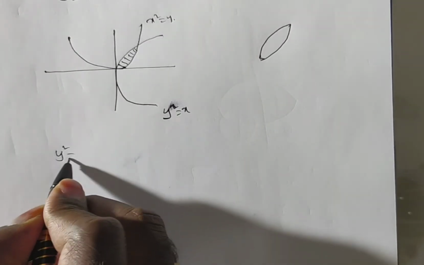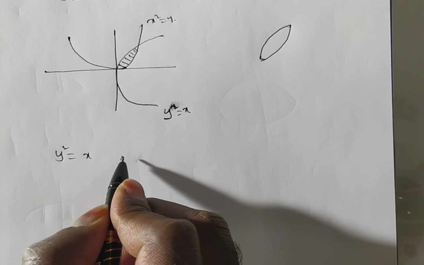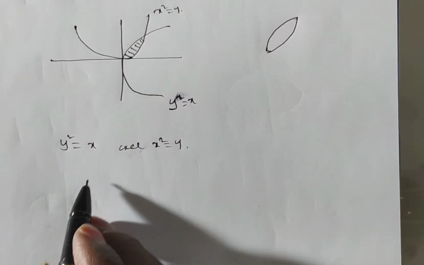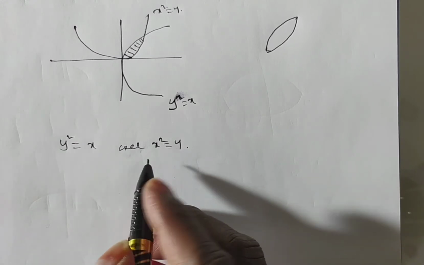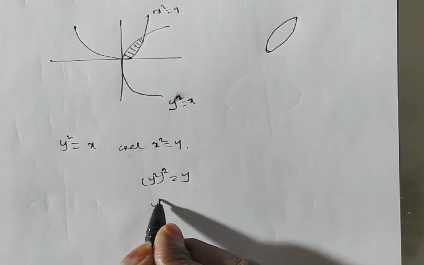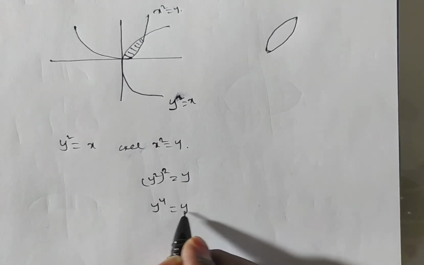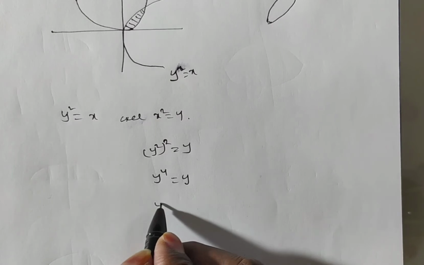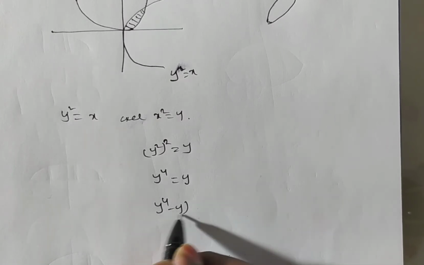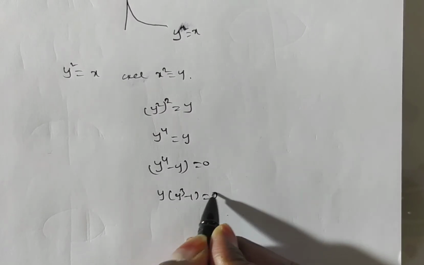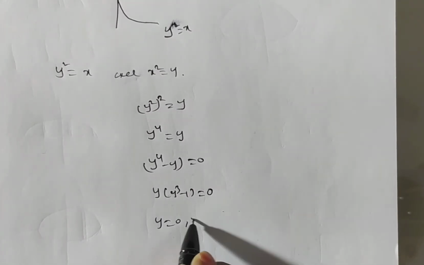Now for this case you have to simplify the given curves y square is equal to x and x square is equal to y. So here x is equal to y square, put it here, then y square whole square is equal to y. So y to the power of 4 is equal to y. After simplifying, y power 4 minus y is equal to 0. Taking y common, y cube minus 1 is equal to 0, then y is equal to 0, y is equal to 1.